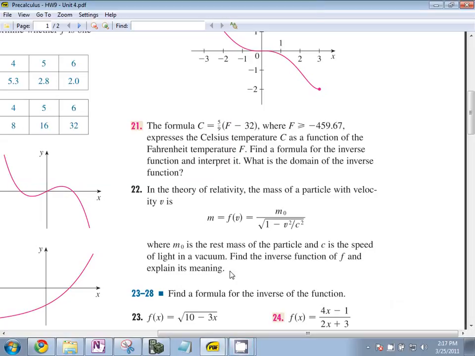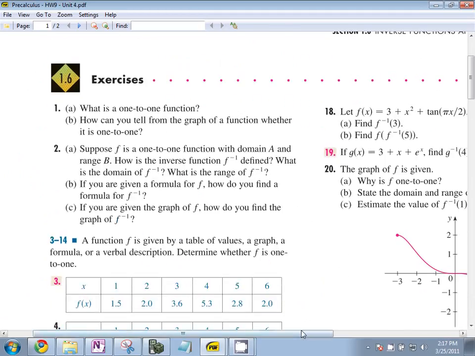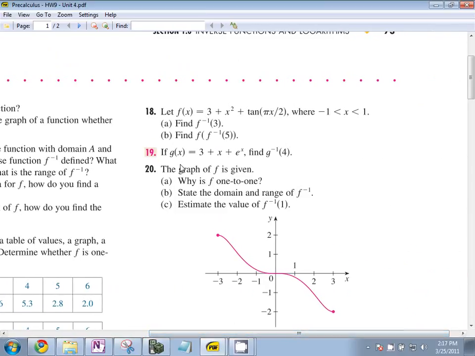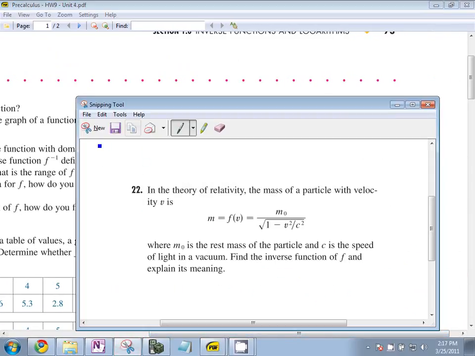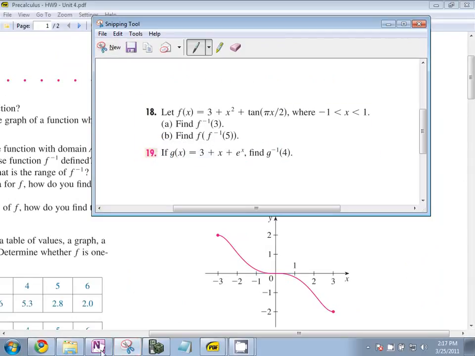Which one do you want to start with, kids? Which one? 19? 18? What, you did 18, okay? How about 18 and 19? We're going to have to do it anyway.